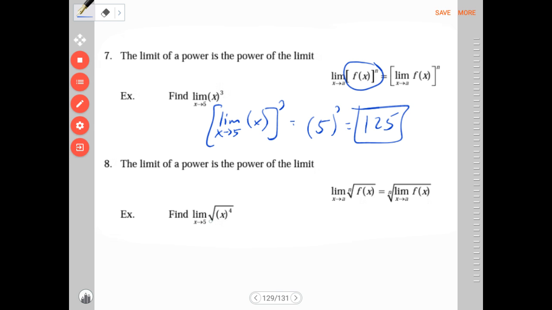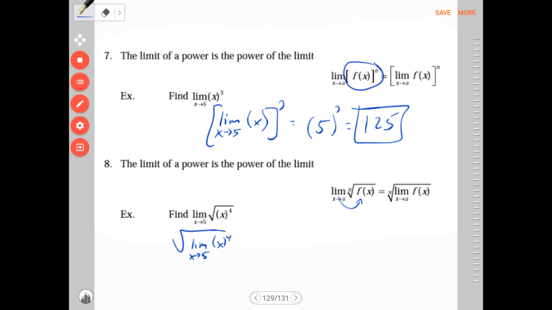Okay, and last one, the limit of a root is the root of a limit. This one I've put in a square root just for the fun of it. Really, that limit sign can just kick underneath the root sign, and we can go from there. So this is the same as the square root of the limit as x approaches 5 of x to the 4th.